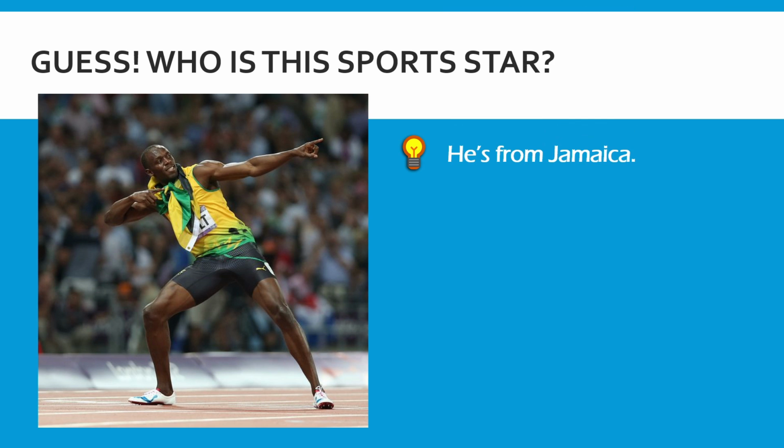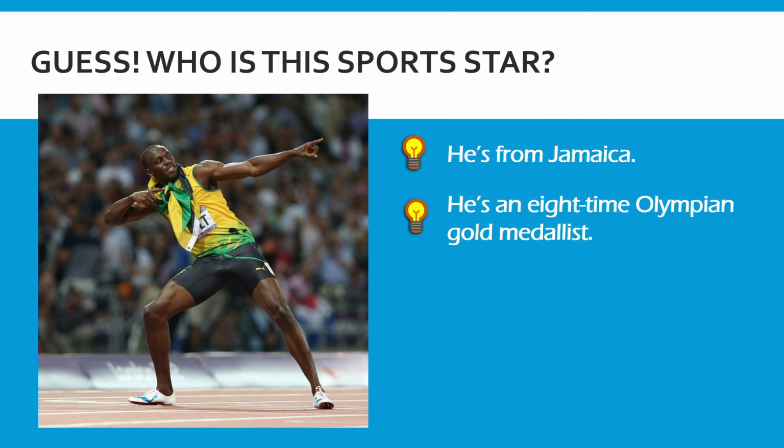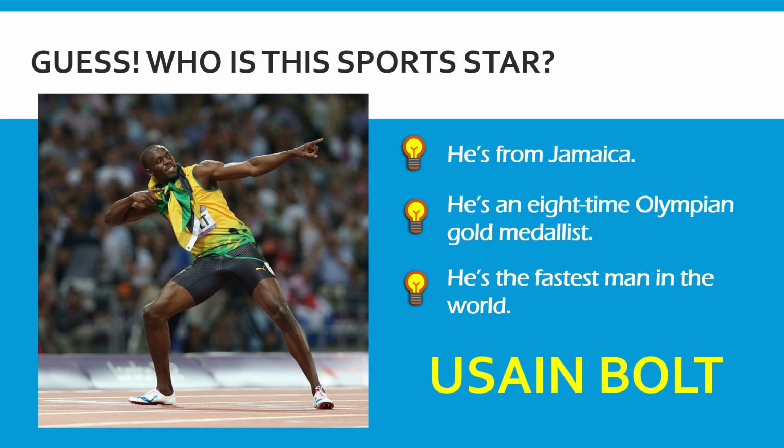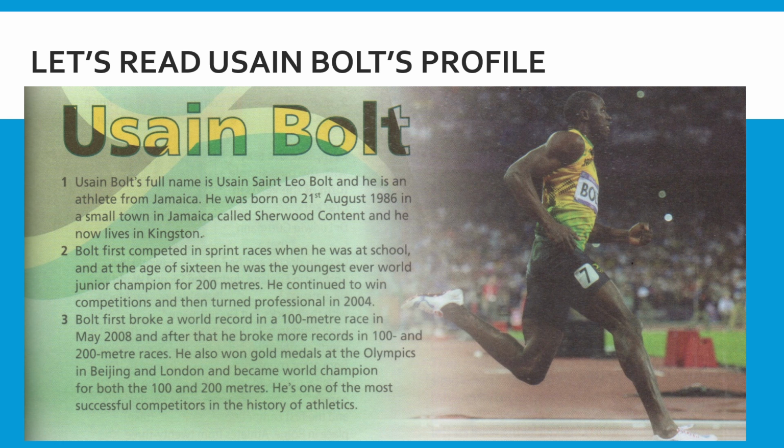First, he's from Jamaica. He's an 8-time Olympic gold medalist. And last but not least, he's the fastest man in the world. Based on these 3 hints as well as the photo that you see here, who do you think he is? His name is Usain Bolt, the world's fastest man. Now, let's read Usain Bolt's profile to know him better and in more detail.